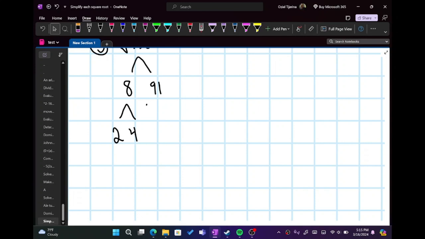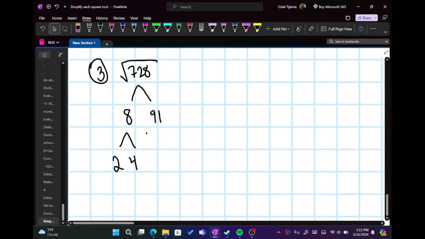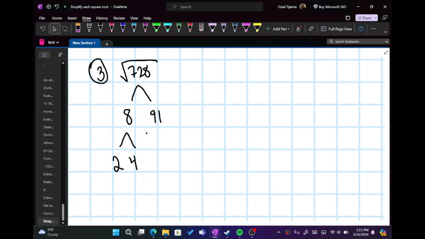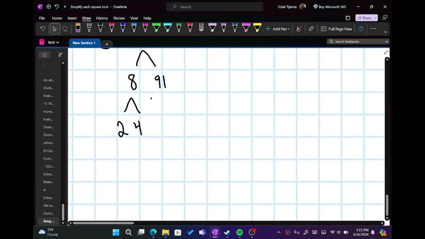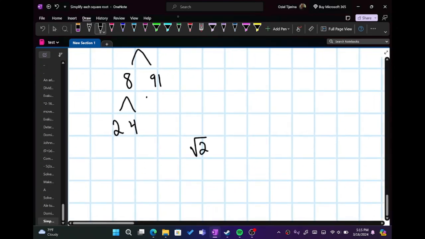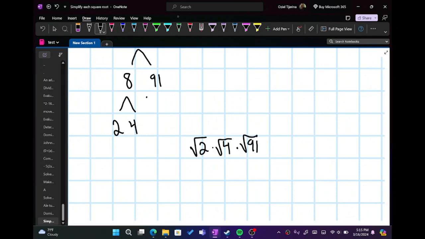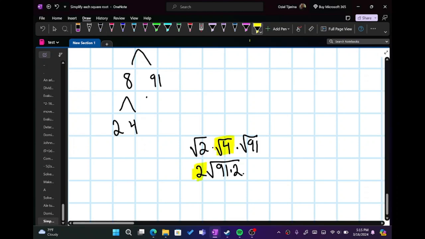Hold on, guys. This was the square root of 728. I believe I do have it correct. Let's just go ahead and go with this. This is going to be the square root of 2 times the square root of 4 times the square root of 91. So this is equal to 2 times the square root of 91 times 2, because the square root of 4 is equal to 2. And then inside the square root, we have a 91 as well as a 2.